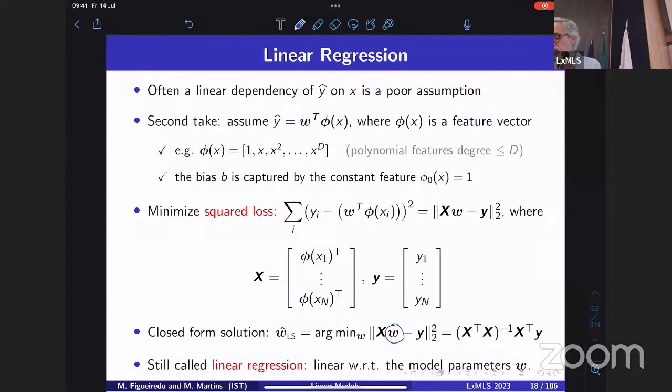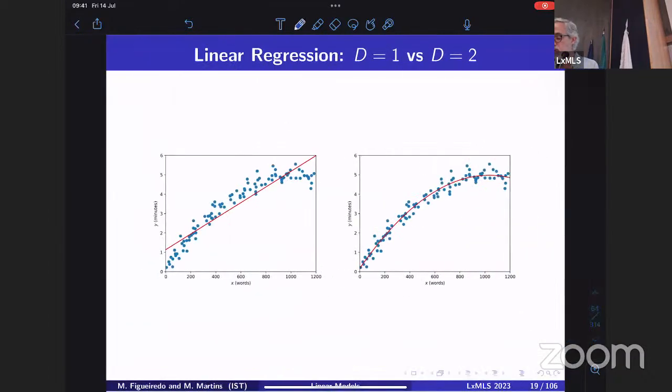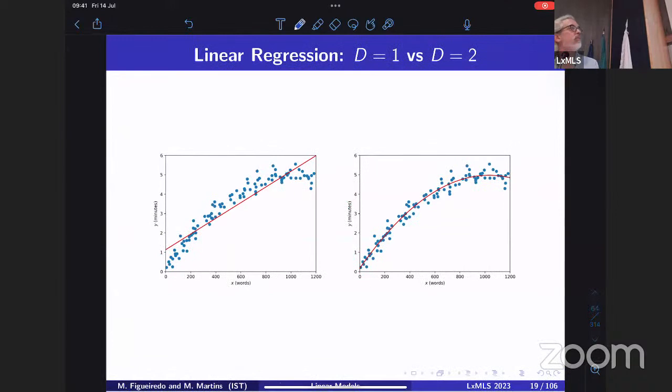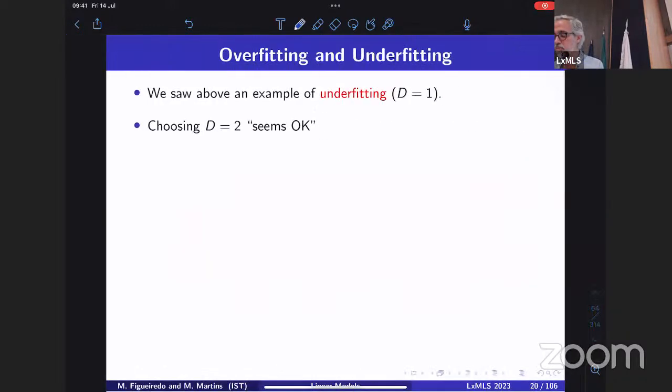That's why it's still called linear regression, although it's nonlinear. So this is what we get. By going from one to two, we get now a quadratic fit, which is much, much better, right? You would agree that it's much better, and with little or no cost at all. So how do we say, oh well, D sounds good. What about three? D equals three, maybe even better.